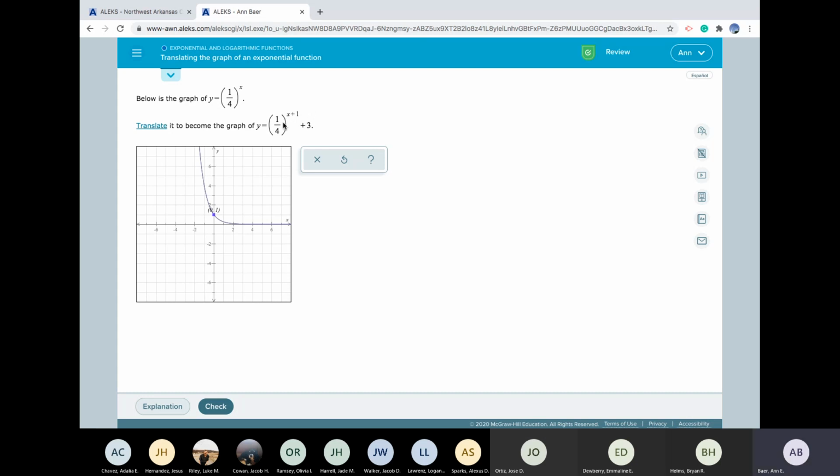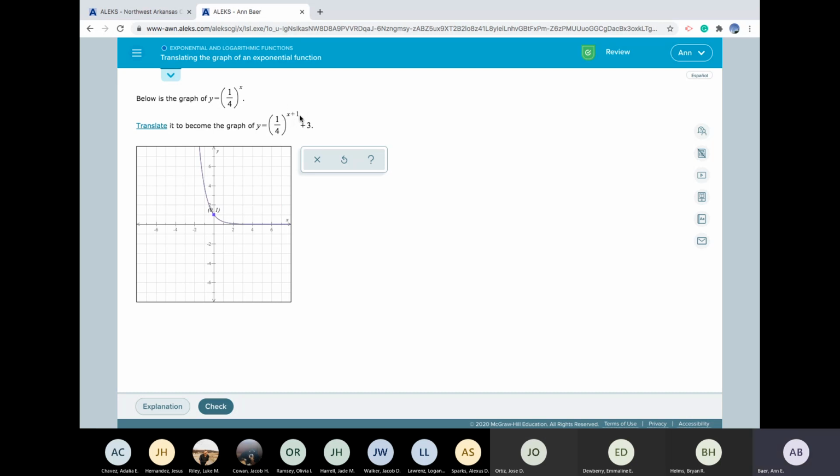So we want to do this translation first. What do we do if we want to take the graph of our original function, which we have right here, already graphed for us, and translate it to become this function? What do we do to the old graph to get this new graph? Which direction do we go? Do we go left, right, up, or down, and by how much? So do we go left 1, right 1, up 1, or down 1? Can anybody tell me?